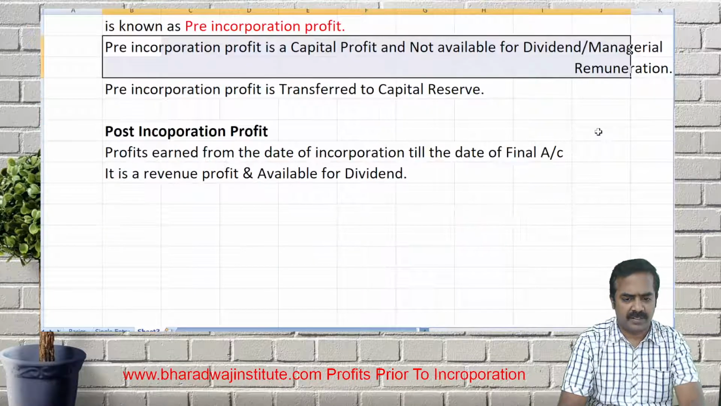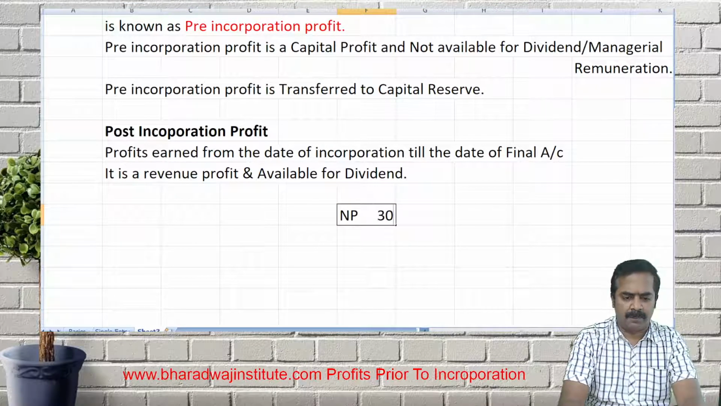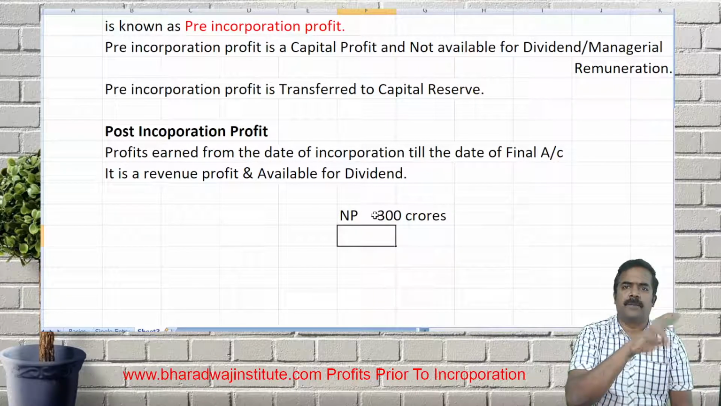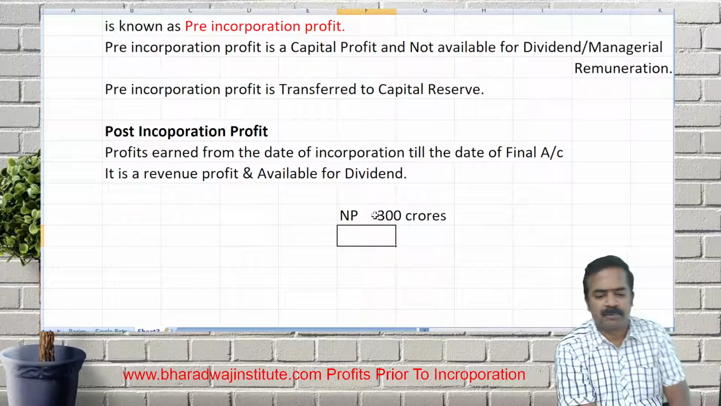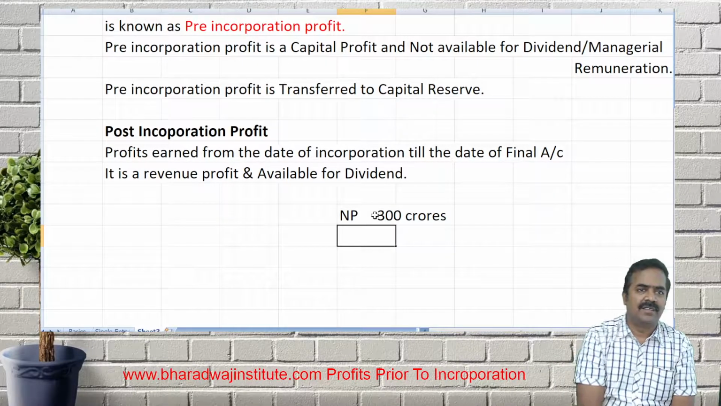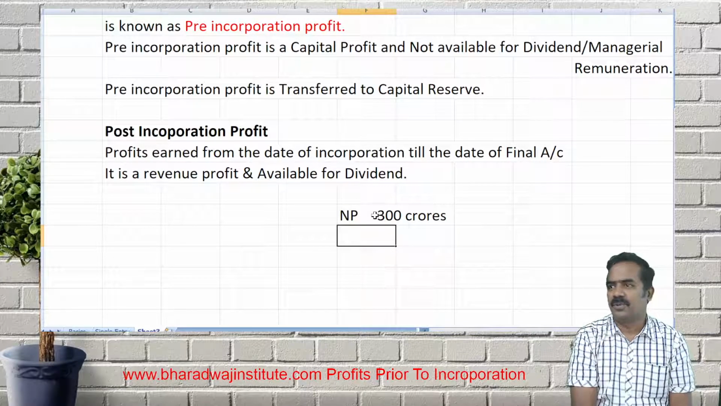Okay. Next. Now let us assume, for example, net profit made by a company is 300 crores. Out of this, 4 months pre-incorporation, 8 months post-incorporation. Can you split everything in 4:8 ratio? Can you split everything in time ratio? 4 months, 8 months ratio? No.